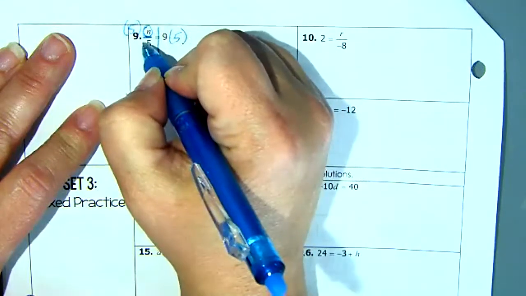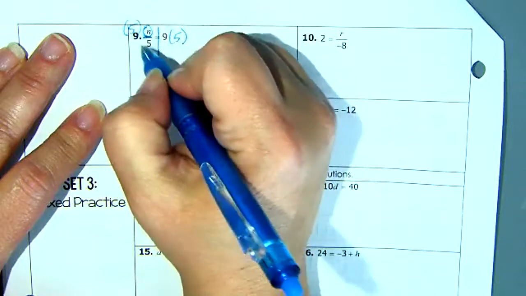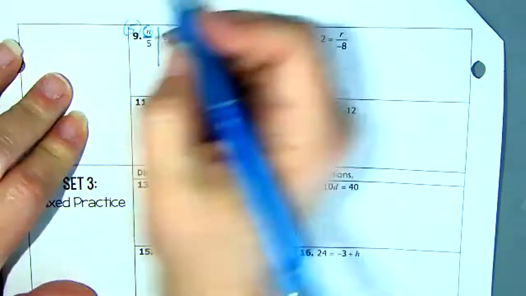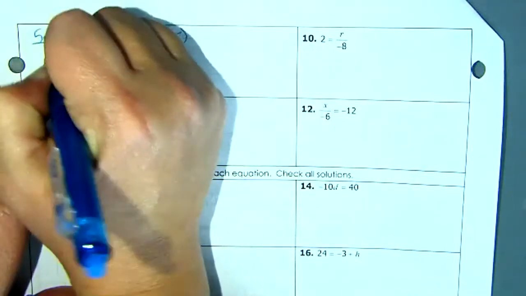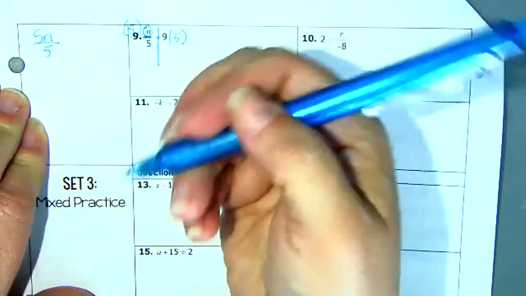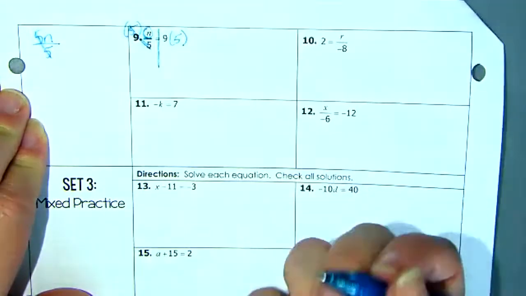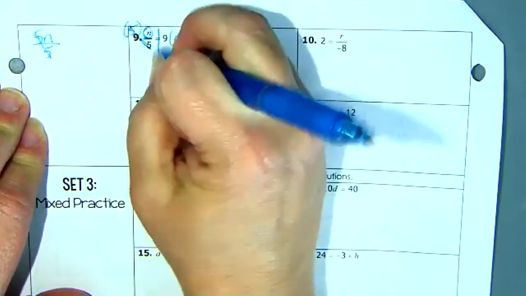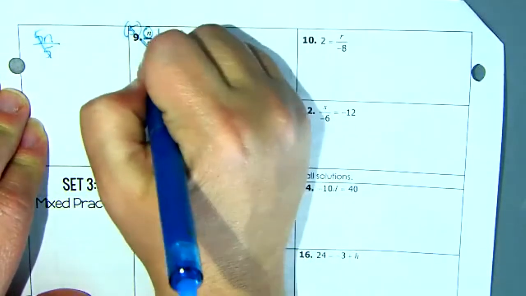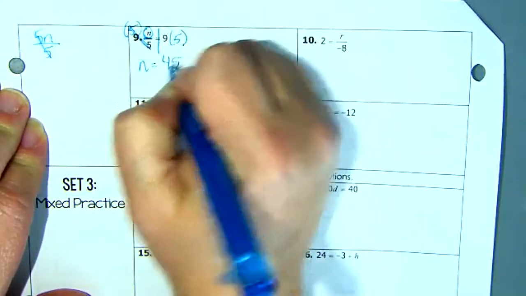When you multiply by 5, you're multiplying it in the numerator. So now it looks like 5n over 5, which is just like we've been doing. So I do 5 divided by 5, which cancels out. And I have n equals 45.